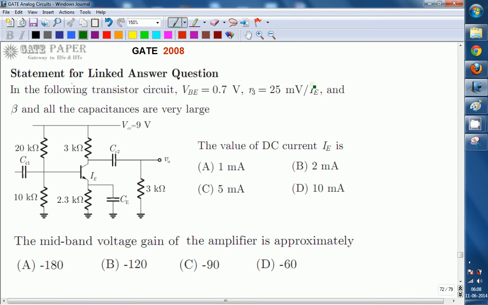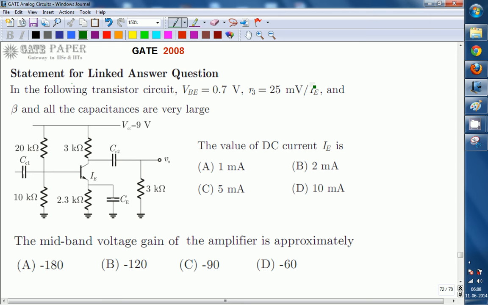Hello, we are discussing the GATE 2008 ECE paper, and this question is related to analog circuits. This is a linked answer question, and the statement for this one is going to be given like this. Look at the circuit diagram.